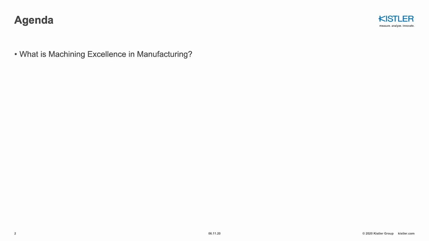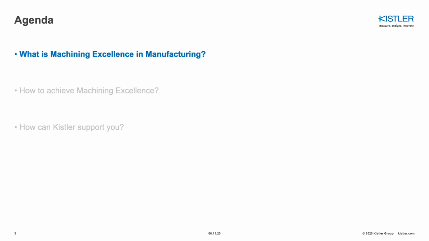The agenda is as follows. I have divided it into 3 chapters. In the first chapter, I'm going to talk about machining excellence in reference to manufacturing, then how to achieve machining excellence, and at the end, how we can support you. So let's start with talking about what machining excellence is.